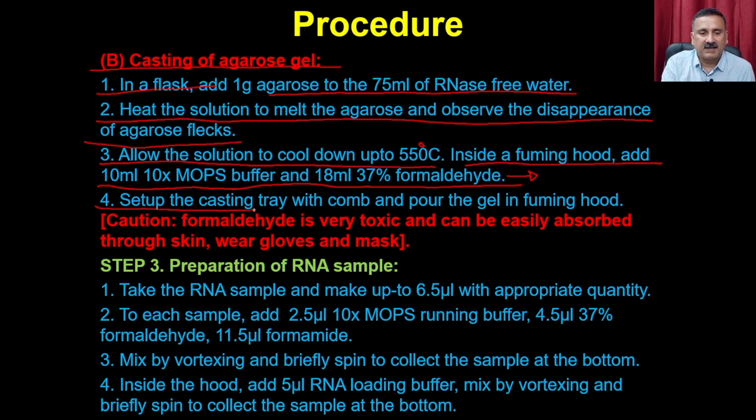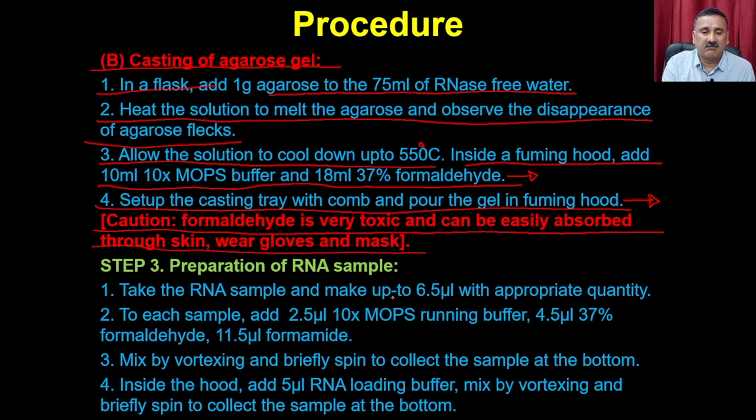Then we set up the casting tray with the comb and pour the gel inside the fuming hood. That is why we remember that we are using the fuming hood, because it is going to form very corrosive fumes, and they may cause irritation to the eyes and face. So, once you add the 37% formaldehyde, you are going to pour this solution into the casting tray. I have already written that formaldehyde is very toxic and can be easily absorbed through skin. So, you wear gloves and a mask.